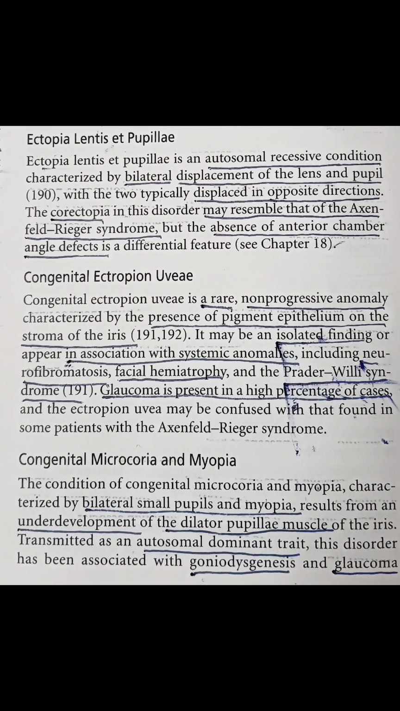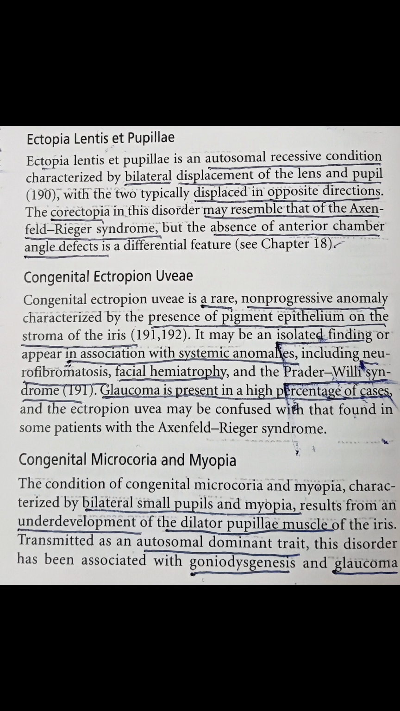Seventh differential diagnosis of Axenfeld-Rieger syndrome is ectopia lentis et pupillae. Ectopia lentis et pupillae is an autosomal recessive condition characterized by bilateral displacement of the lens and pupil, with the two typically displaced in opposite directions. The corectopia in this disorder may resemble that of the Axenfeld-Rieger syndrome, but the absence of anterior chamber angle defects is a differentiating feature.